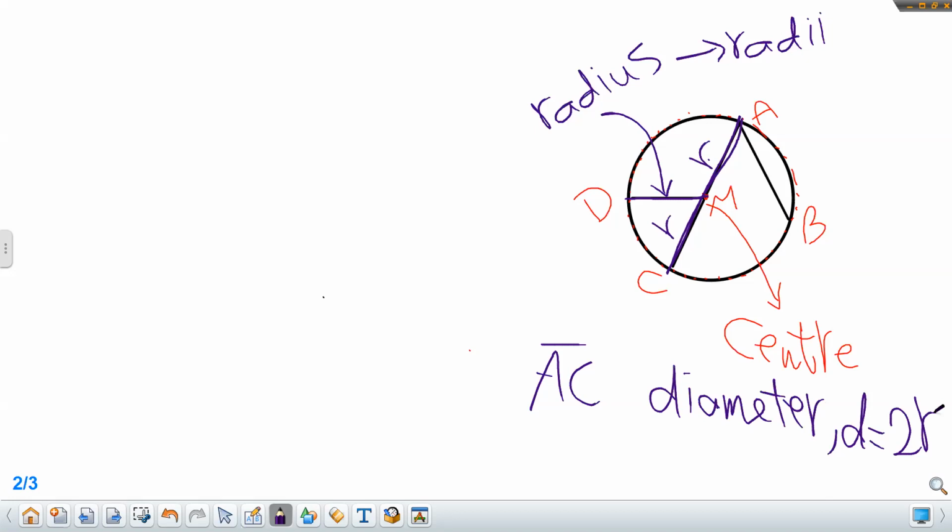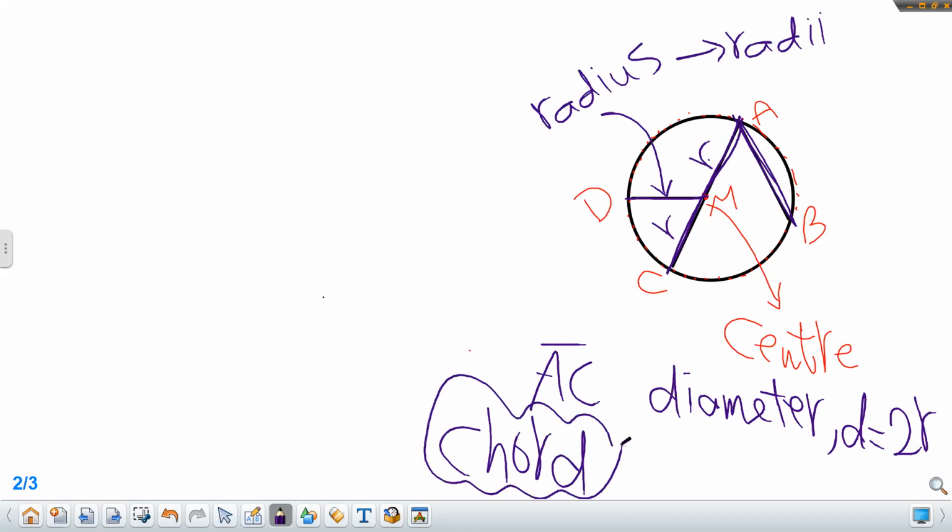Number four, AB. AB is a line segment joining 2 points on the circle. Generally, we can say chord. What about a chord? A chord is a line segment joining 2 points on the circle. So we can say AB is called a chord.